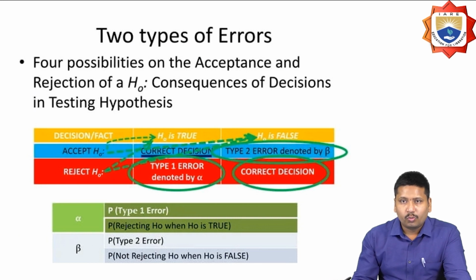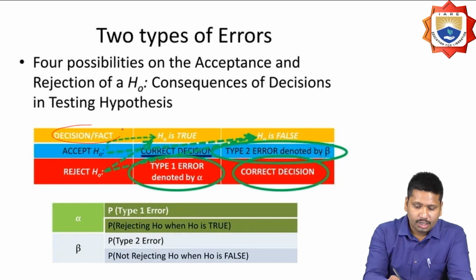Then we're going to see what kind of errors I can get in statistical inference. So finally, we have four possibilities on the acceptance and rejection of H naught. What kind of consequences can arise in testing hypothesis? We'll see now.